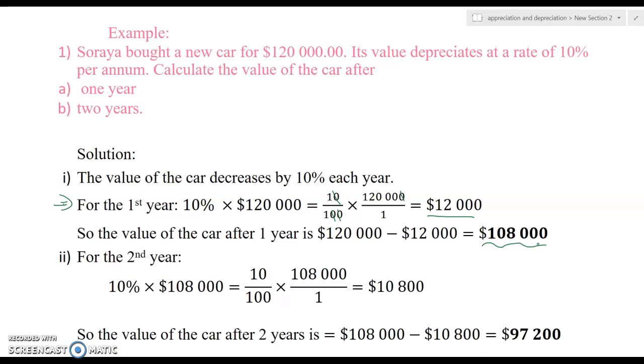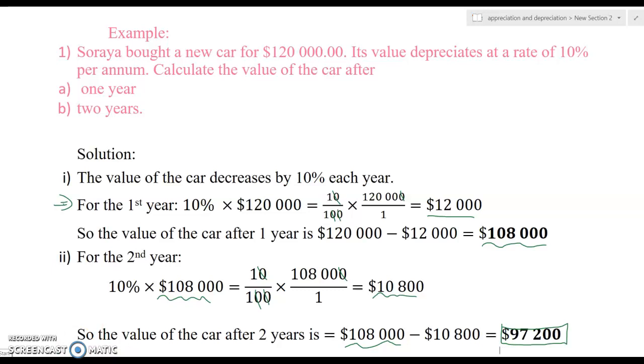Now we want to know the value after 2 years. So now we need to find how much it depreciates during that second year. We're going to find 10% of the new value, which is 108,000 that we found from part A. Same procedure, cancel the zeros, or you can just use a calculator if you want to, not a problem. You will get that it depreciates by 10,800 for the second year. So the value of the car after the 2 years will be 108,000, take away $10,800. And so after 2 years, the value of the car is $97,200, right? Pretty simple.